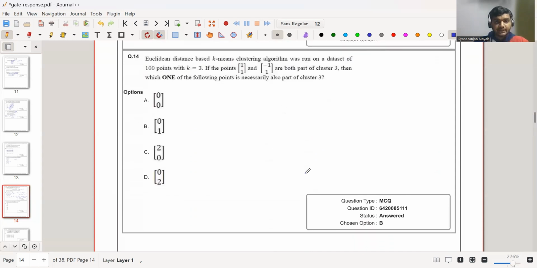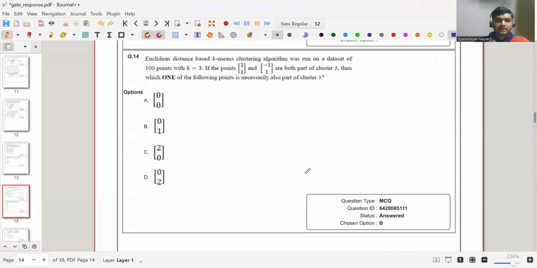So here, Euclidean distance based k-means clustering algorithm was run on a dataset of 100 points with k equal to 3. The points (1, 1) and (-1, 1) are both part of cluster 3. Then which one of the following points is necessarily also part of cluster 3?